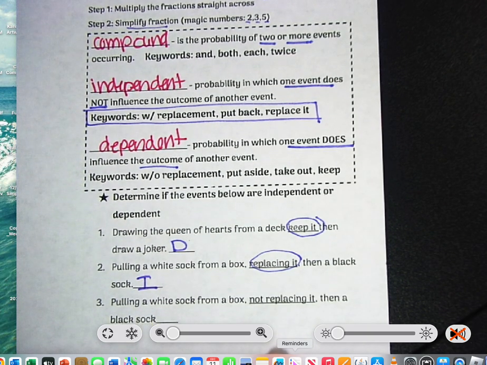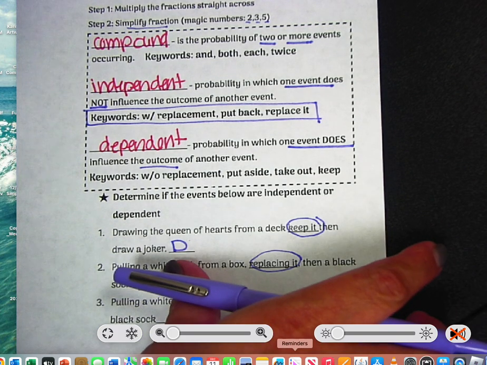Number 3, pulling a white sock from a box, not replacing it, then drawing a black sock. So I'm going to let you figure out if it's going to be dependent or independent. Go to the next question in the back when you're done.